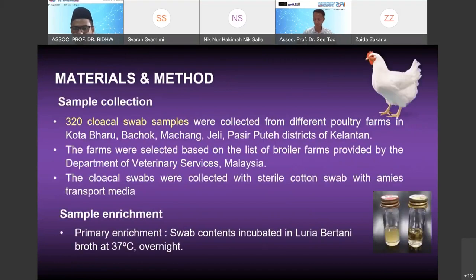Next up are the materials and methods for the sample collection. 320 cloacal swab samples were collected from different broiler poultry farms in the Kota Baru, Bachok, Machang, Jeli, and Pasir Putih districts of Kelantan. The farms were selected based on the list provided by the Department of Veterinary Services Malaysia. The cloacal swabs were collected with sterile cotton swabs in Amies transport media. Then the samples were enriched in a primary enrichment media, where the swab contents were incubated in Luria Bertani broth at 37 degrees Celsius overnight in a shaking incubator.